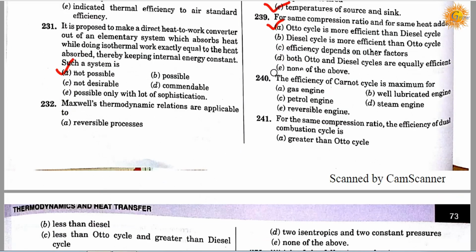Question number 240. The efficiency of Carnot cycle is maximum for option A, gas engine; option B, well lubricated engine; option C, petrol engine; option D, steam engine; option E, reversible engine. So the correct answer is E. Efficiency of Carnot cycle is maximum for reversible engine.